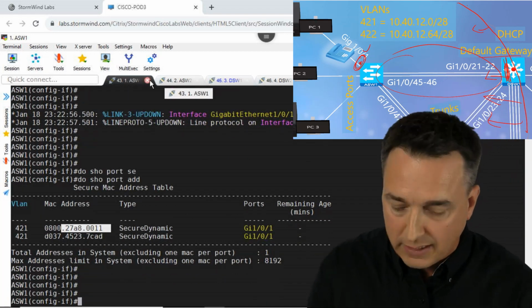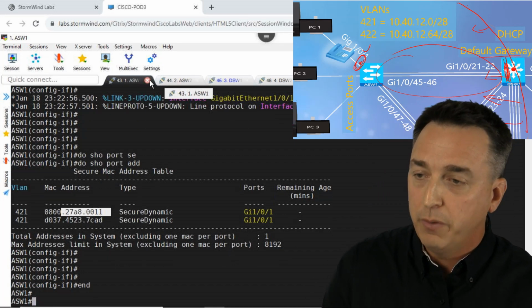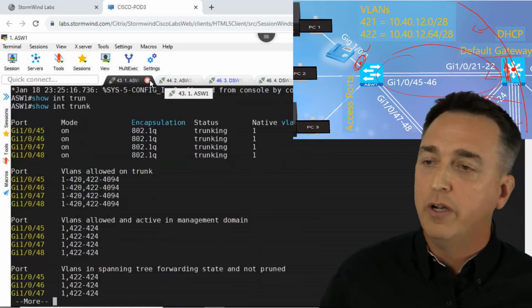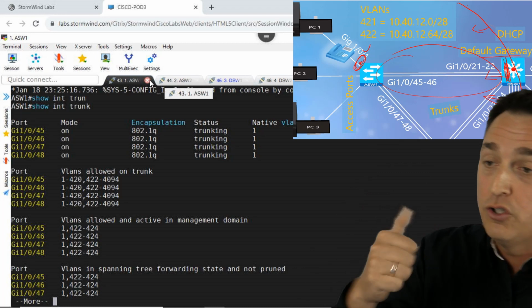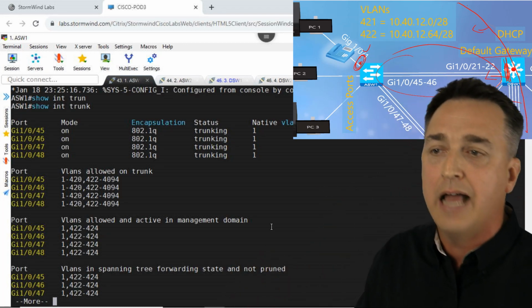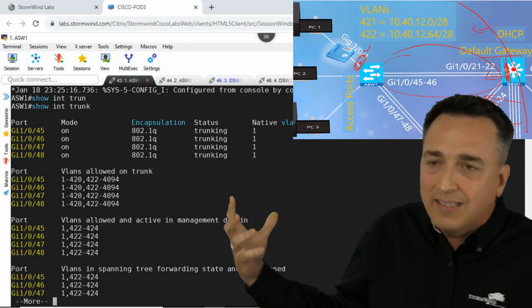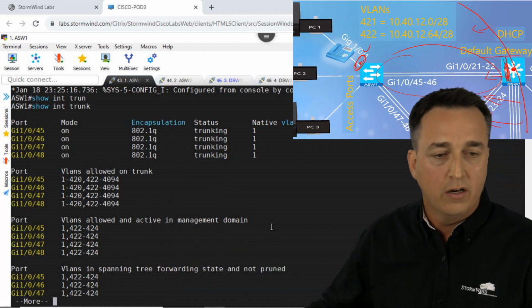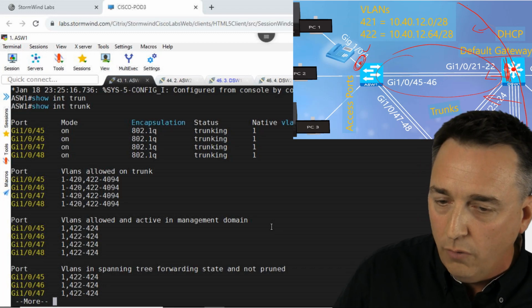So next, let's check those trunks out. That's the next best thing we can do from a connectivity standpoint. So what we're going to do, we're going to type in show interfaces trunk. When we type in show interfaces trunk, we have those 4 interfaces that are trunks. I like that. We're using 802.1q encapsulation. I like that. We have our native VLAN 1. That's okay. Not great, but it's okay. And then we look at our allowed VLANs on our trunk, our VLANs allowed and active in the management domain, and so on and so forth.